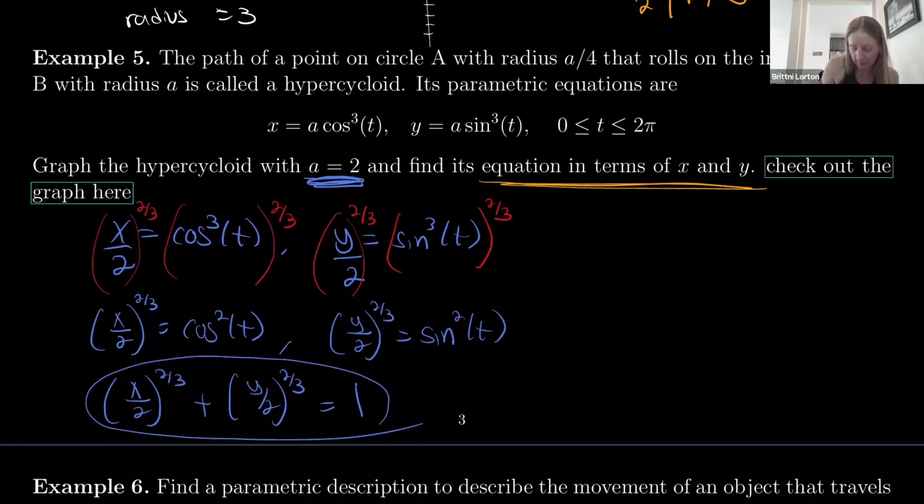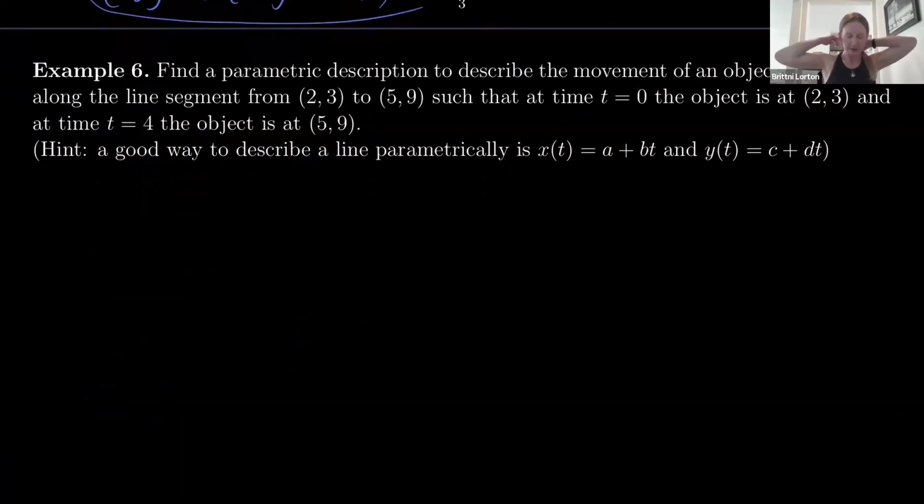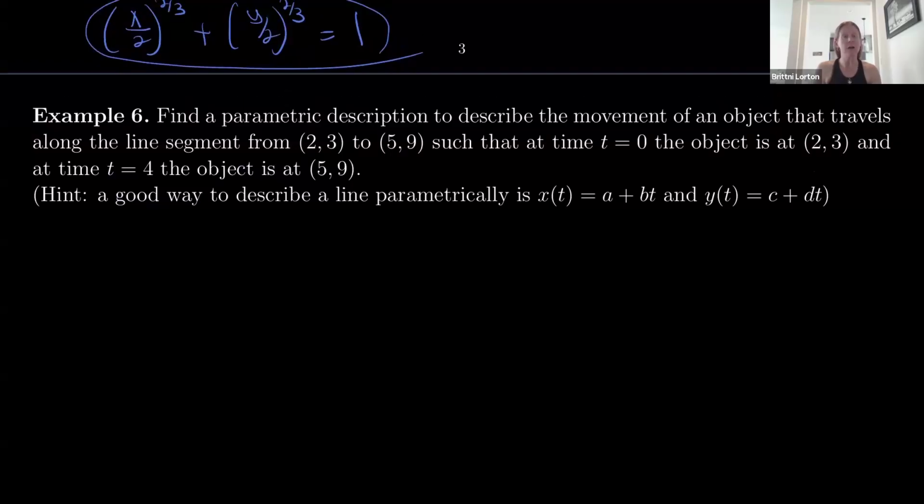You'll see it's the exact same, which is kind of cool to see. Okay, let's do another one. All right, so now we have some fun examples. The next thing I'm going to do is find a parametric description to describe the movement of an object that travels along a straight line.